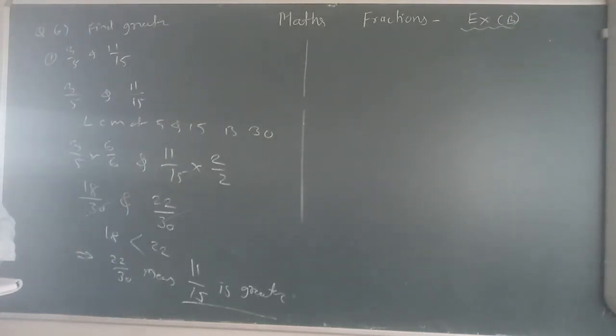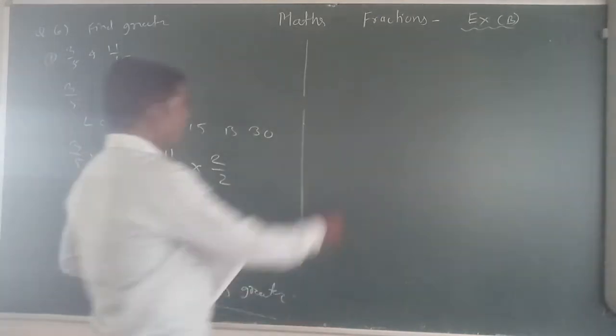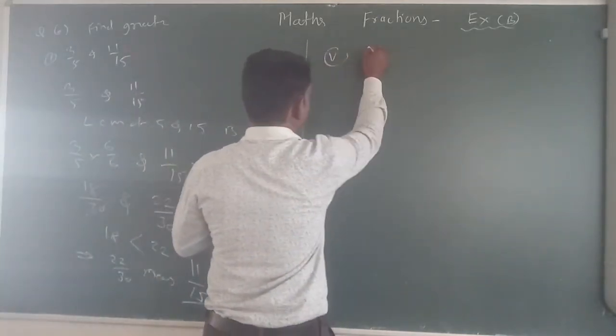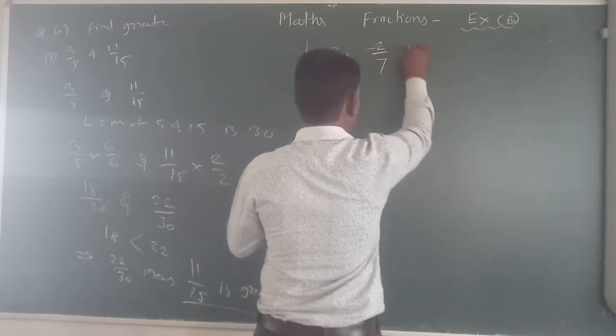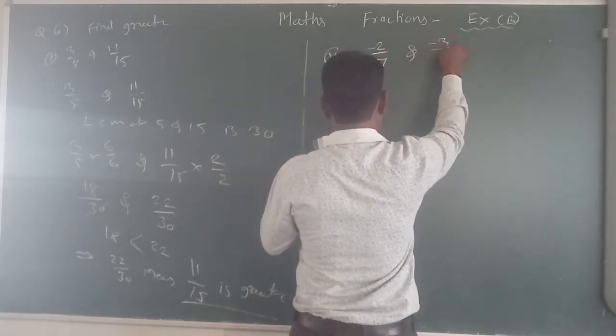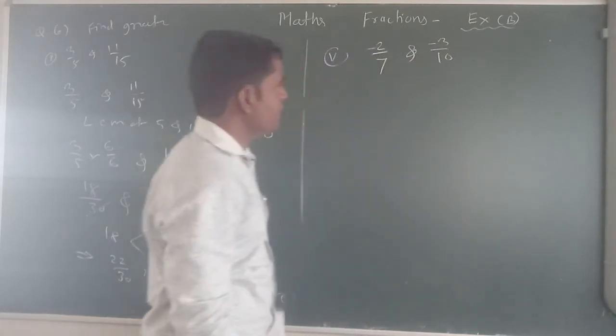Okay. After that, we will see another problem. Is any problem given in mixed fraction? Mixed one is not given, I think. Okay, so we will take the one with a minus sign. In which question are there minus symbols? Okay, see now here. In the fifth one, we are given minus 2 upon 7 and minus 3 upon 10.